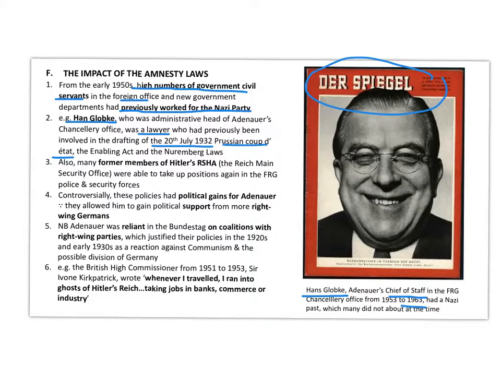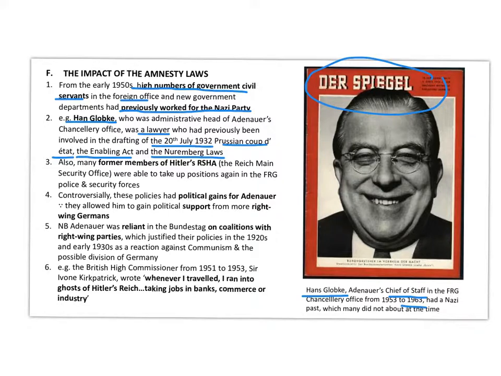Globke had also, as a lawyer, been involved in the drafting of Hitler's Enabling Act, and he was also involved in the drafting of the Nuremberg Laws of 1935, that removed Jewish citizenship and forbade them from having sexual relations or marrying non-Jewish Germans.